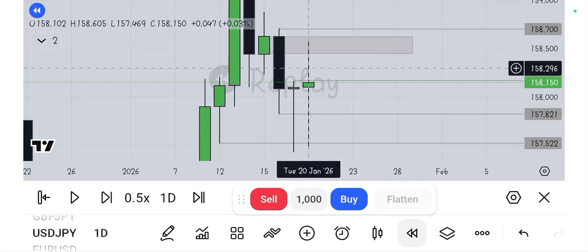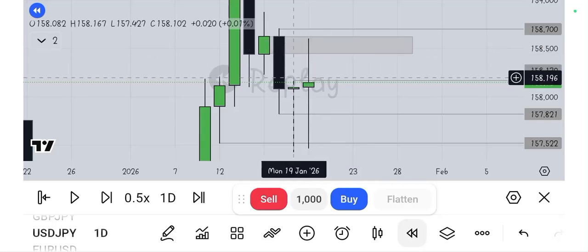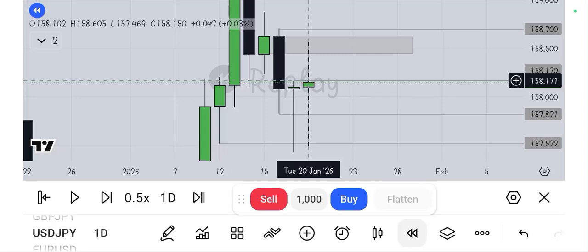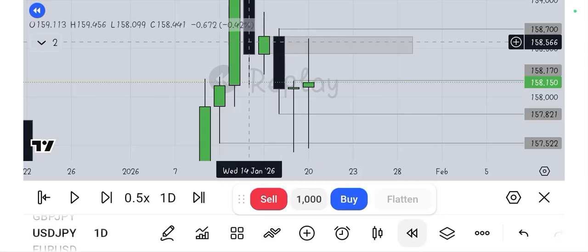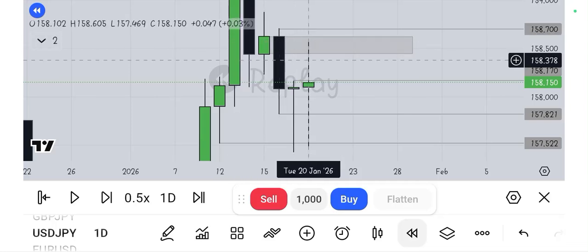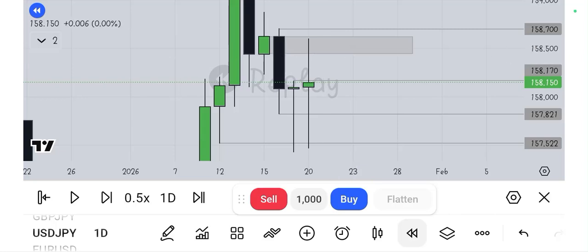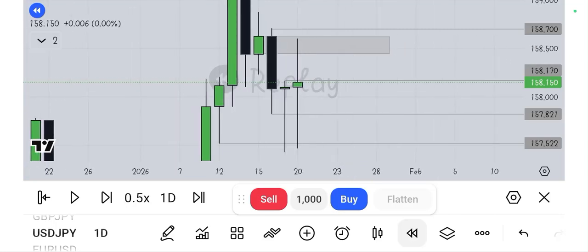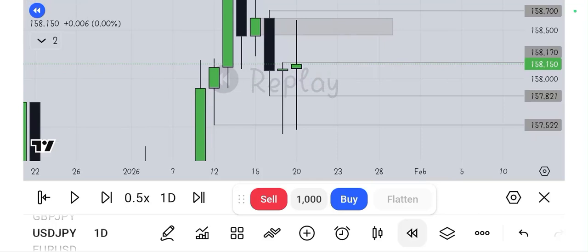Reason being, it has done two things. First of all, it has taken out liquidity of a Monday. Again, it is reacting from a higher time frame key level, which is a daily order block. So we can anticipate that now we are forming a bearish classic expansion week with its high being formed on a Tuesday. So let's see what happens.